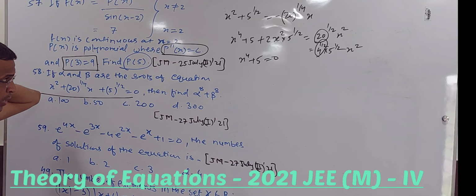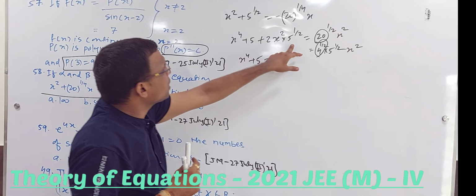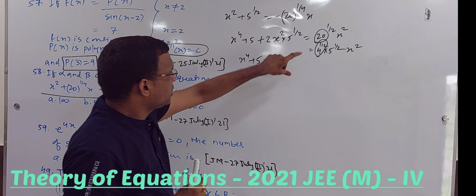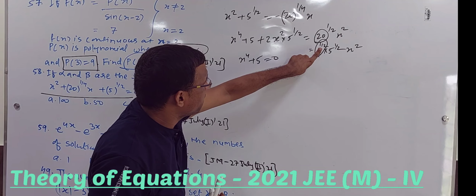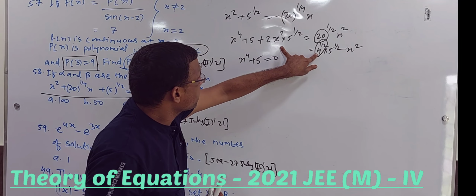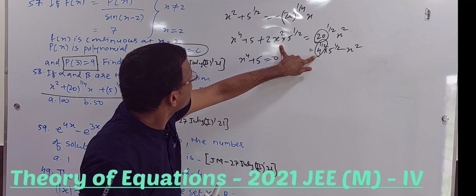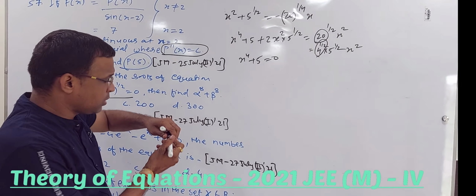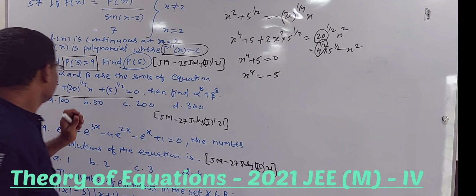Squaring both sides will be x power 4 plus 5 plus 2 x square 5 power half, and it is 21 by 2 x square. 20 can be written as 4 power 1 by 2, 5 power 1 by 2. So this is 2 x square 5 power 1 by 2, and here also 2 x square 5 power 1 by 2 get cancelled. So x power 4 plus 5, that gives me x power 4 equal to minus 5.